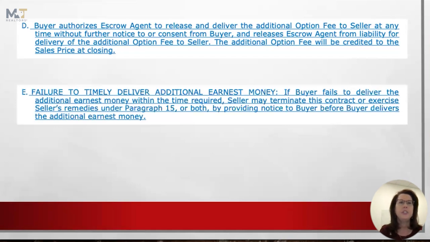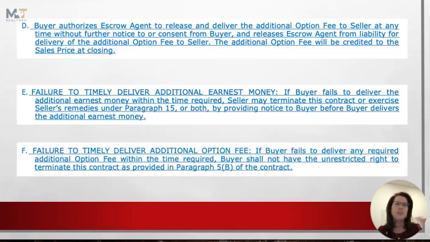So here's the failure to timely deliver additional earnest money. If buyer fails to deliver the additional earnest money within the time required, seller may terminate this contract or exercise seller's remedy under paragraph 15, or both, by providing notice to buyer before buyer delivers the additional earnest money. So I hope you guys are seeing what they're doing. Very succinctly mimicking everything that is in the 1-to-4. And so they're almost like reiterating it.